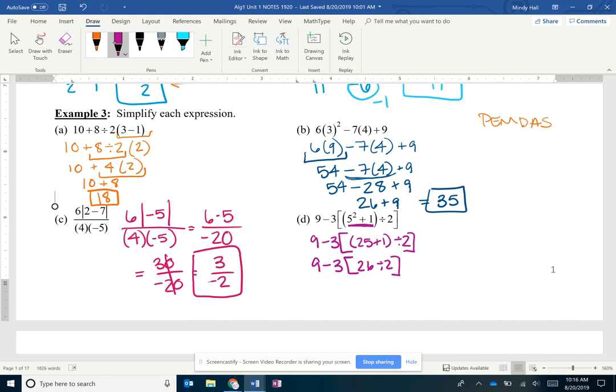And again, remember, brackets are the same as parentheses. So I have 9 minus 3 times, I'm going to change it to parentheses just because I'm used to parentheses. 26 divided by 2 is 13. So then 3 times 13 is 39. And 9 minus 39 would give you negative 30. Okay.